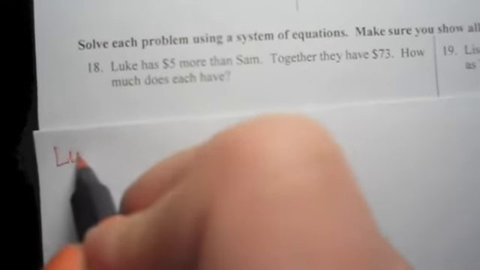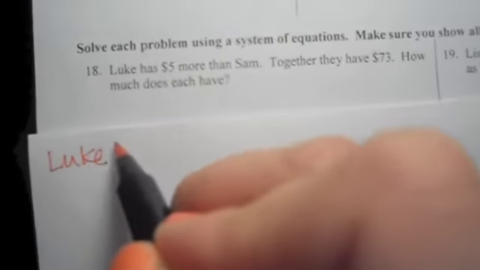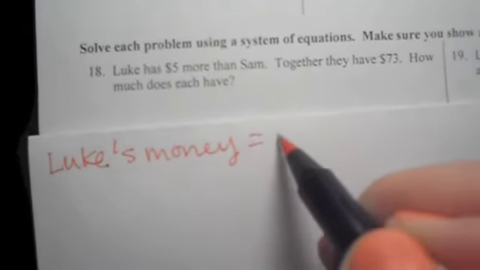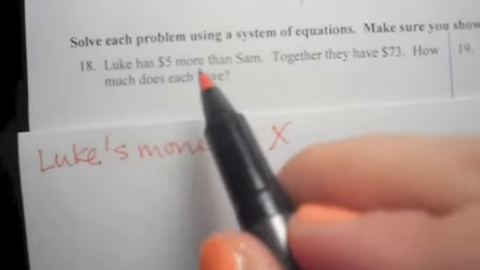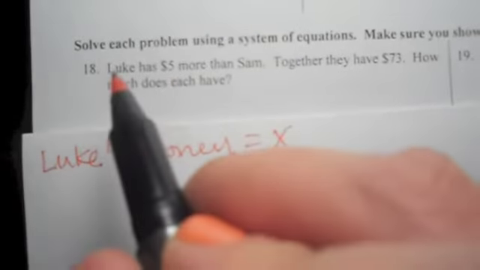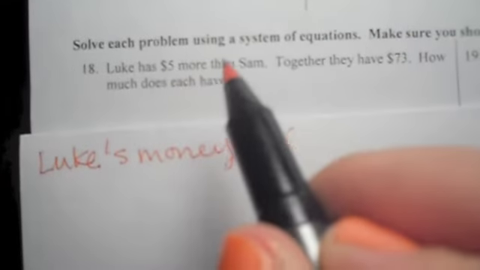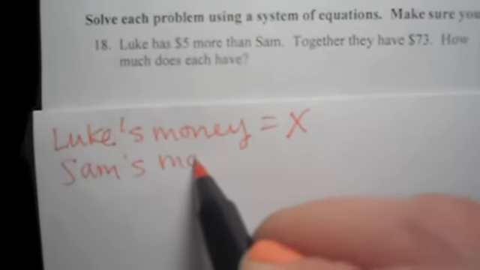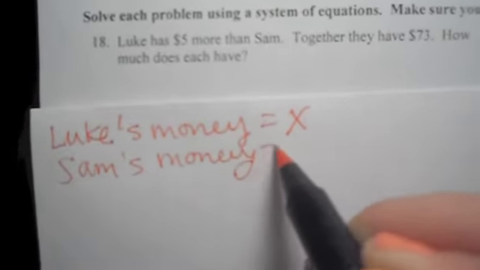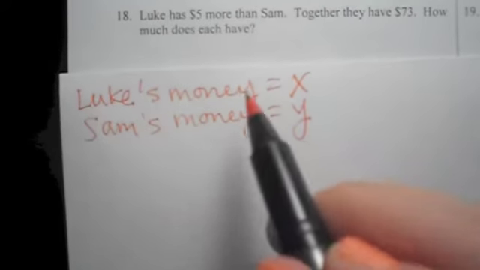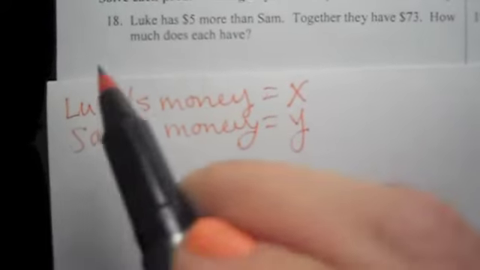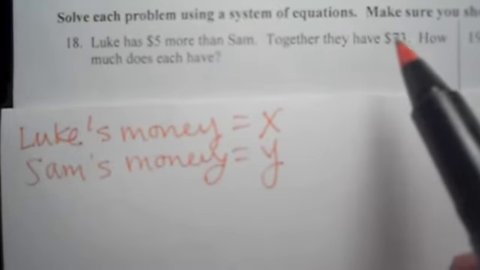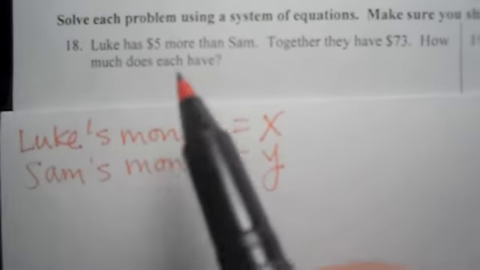So I'm going to let Luke's money equal X. And it looks like we're going to be talking about Sam's money also, because Luke has $5 more than Sam. So we're going to let Sam's money, oops, okay, so we've got Luke's money being X, Sam's money being Y. Okay, let's continue reading. Luke has $5 more than Sam. Together they have $73. How much does each have?